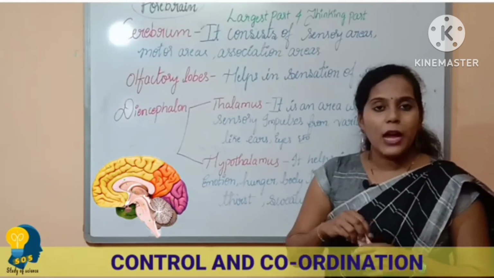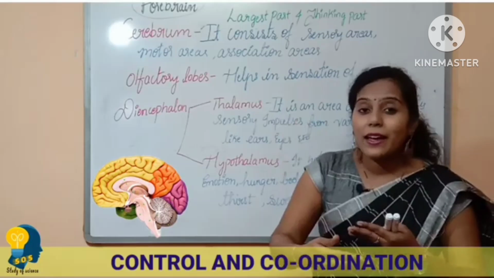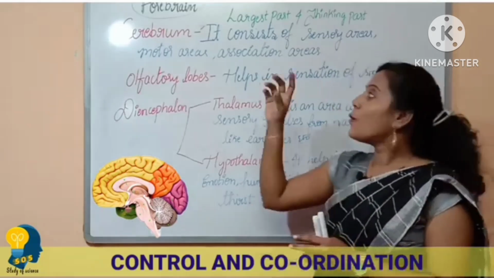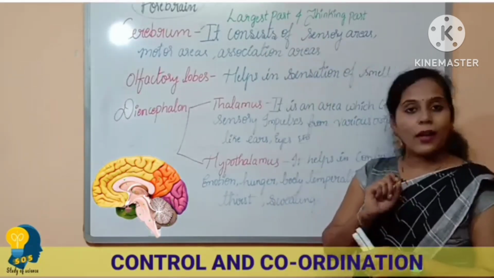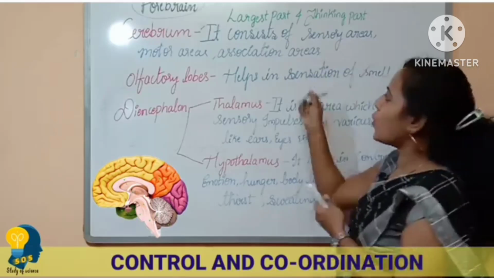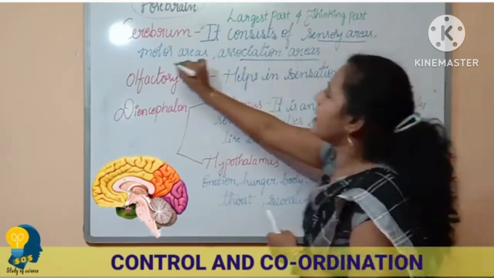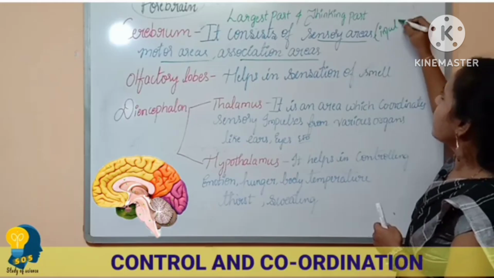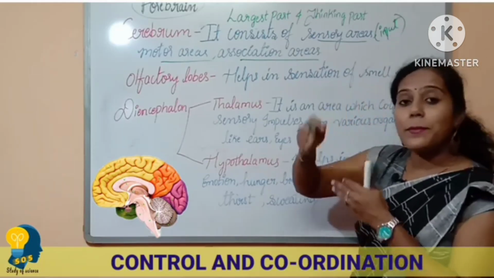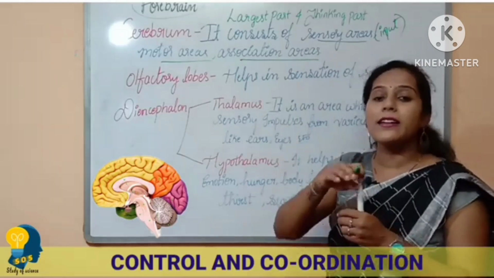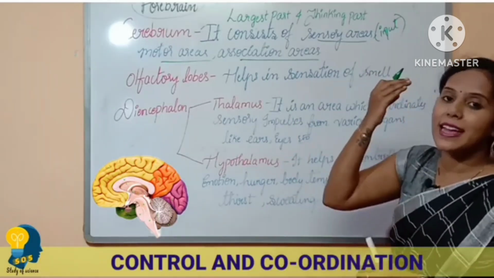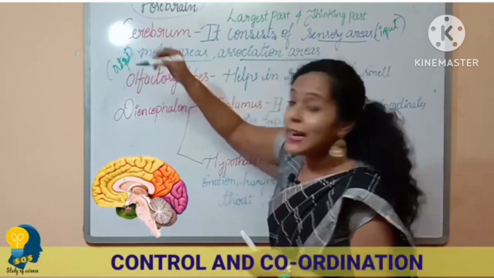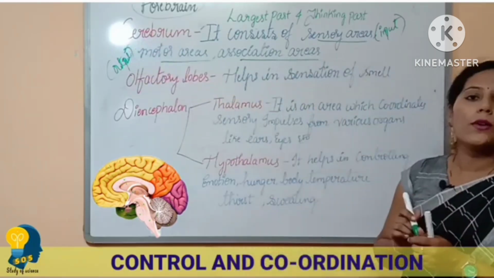If I want to pick the pen, if I want to write something, if I want to tell you something, if I want to ask questions, all this output is being sent by the motor areas, which are present in the cerebrum. We are done with sensory areas as well as the motor areas. Sensory areas, easy to remember: input. They send messages about whatever happens in the external environment inside. Motor areas: output. Whatever I want to do is sent out by the motor areas.